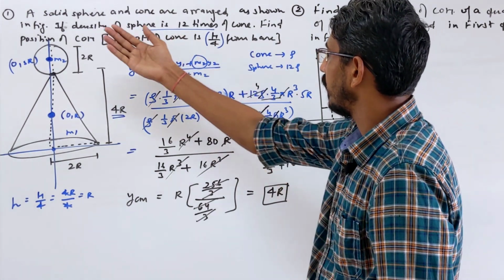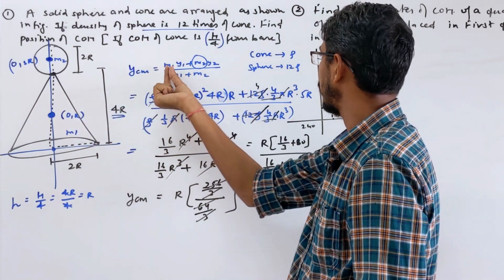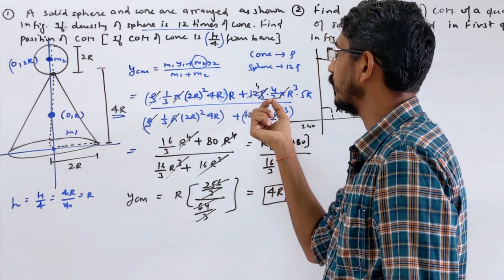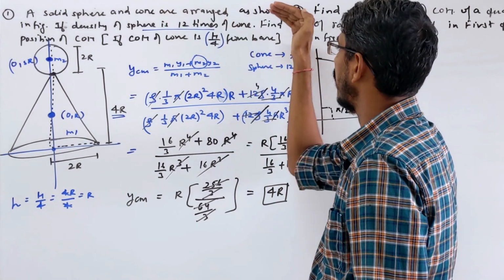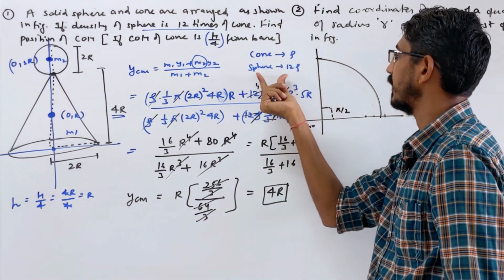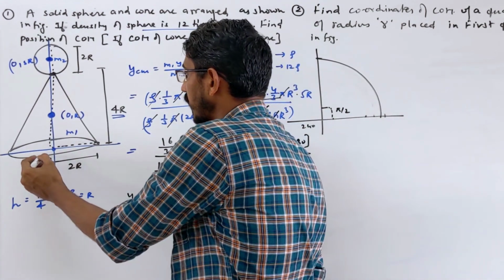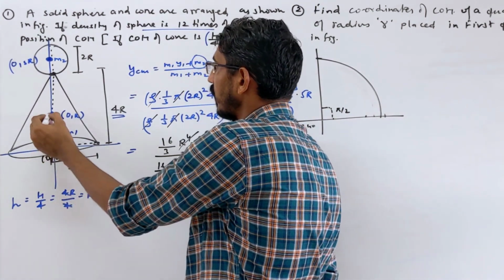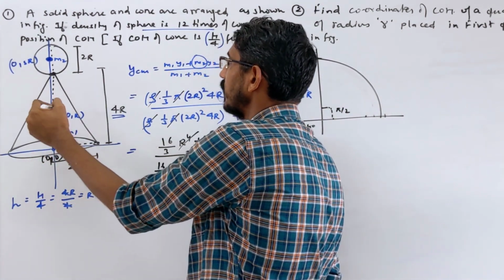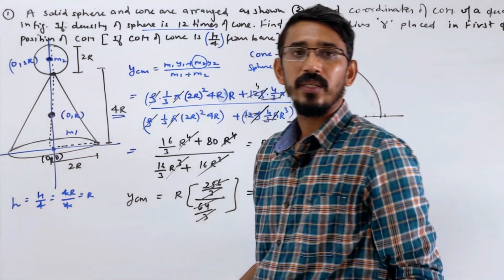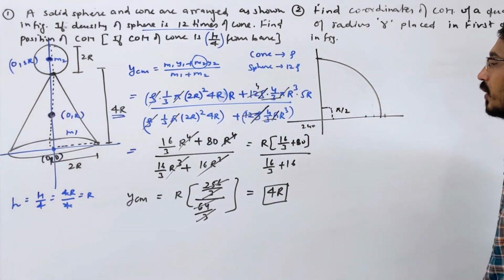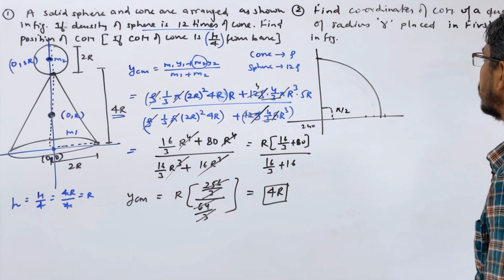Here the densities were given different, so we are writing mass. How are we writing mass? We are writing density into volume. The density of the sphere is given as 12 times that of the cone, which we call rho, so the sphere becomes 12 rho. This is the coordinate system origin 0, 0. We are writing the coordinates of the cone, and then the coordinates of the solid sphere. So that was one problem.